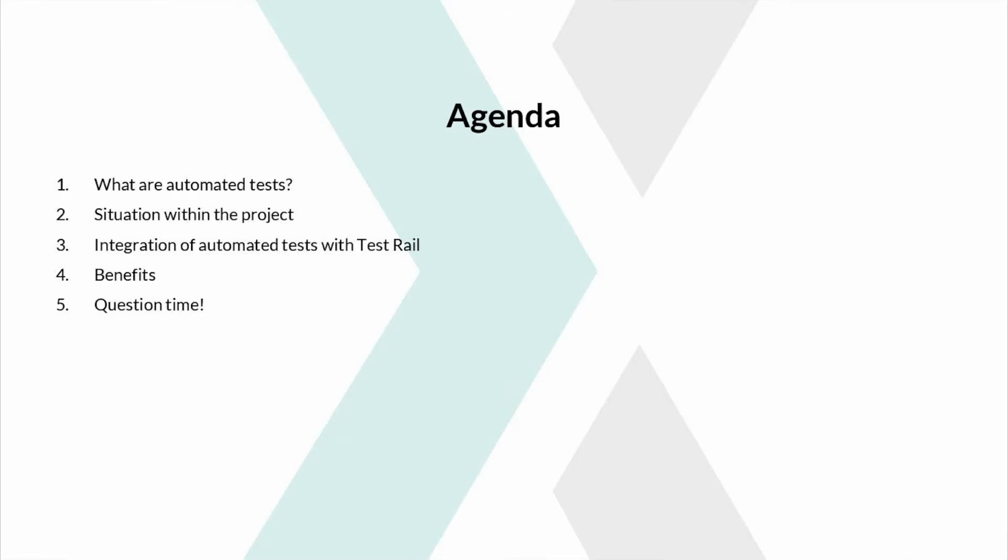So the agenda is as follows. First, I will say a few words about automated and manual tests. Then I will briefly describe the situation within the project. And then I will move on to the integration of automated tests with TestRail. Finally, I will summarize the pros and cons of this solution. And at the end, there will be some time to ask questions.